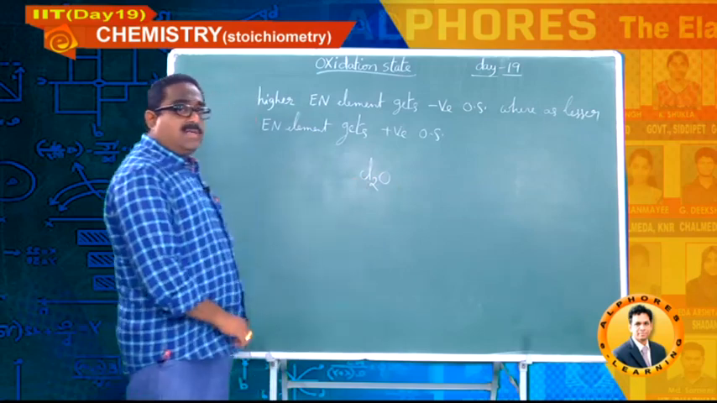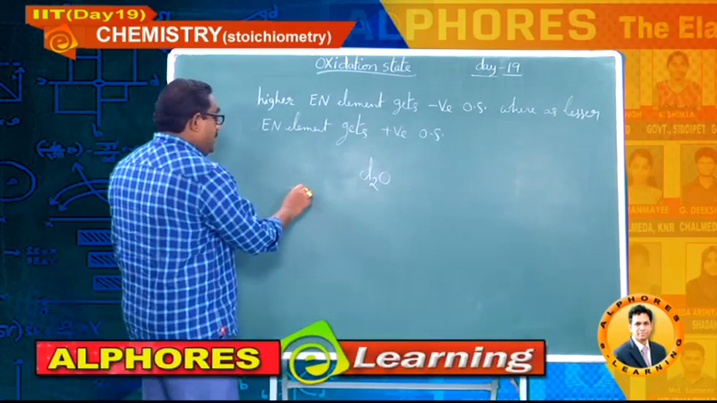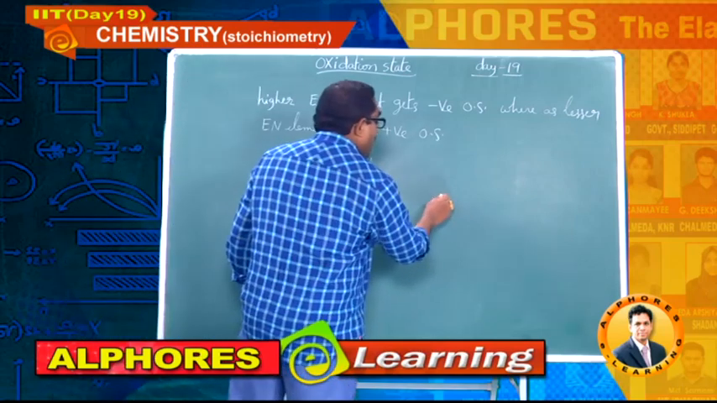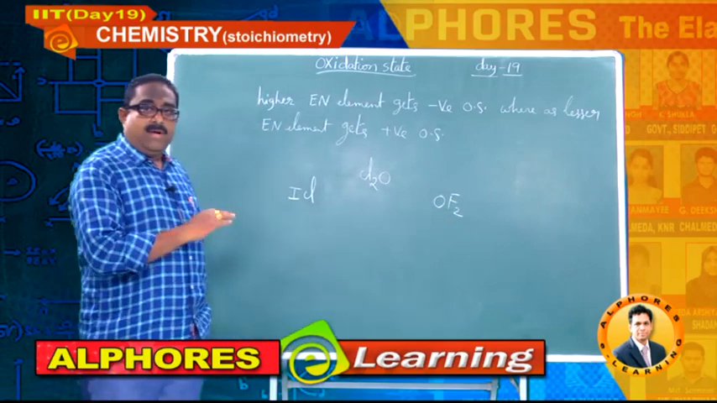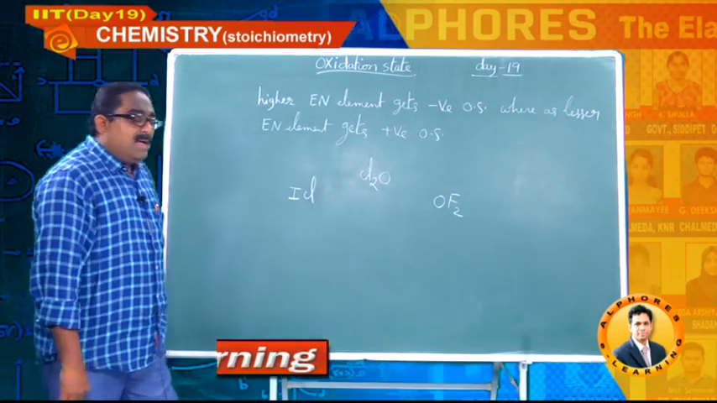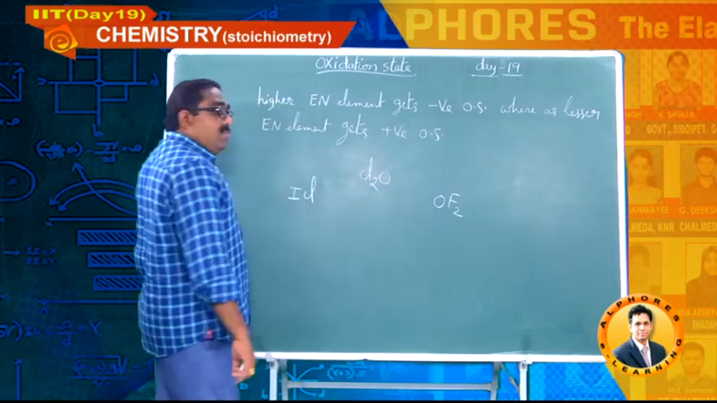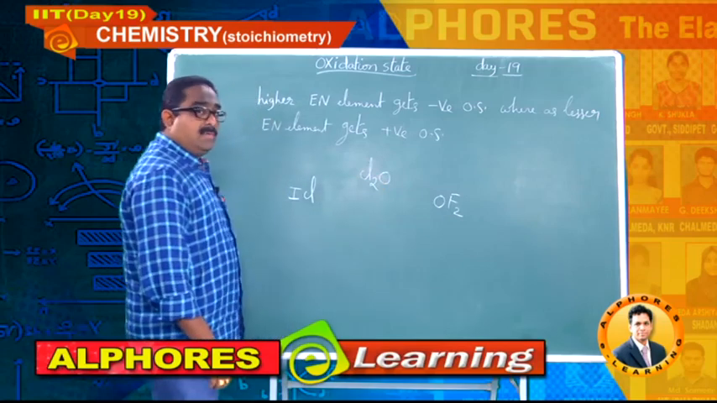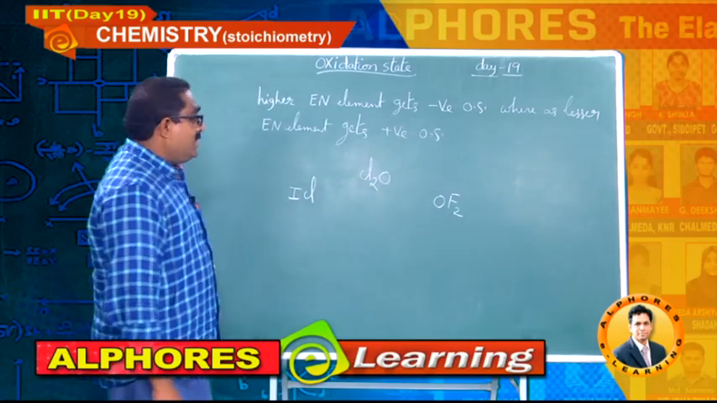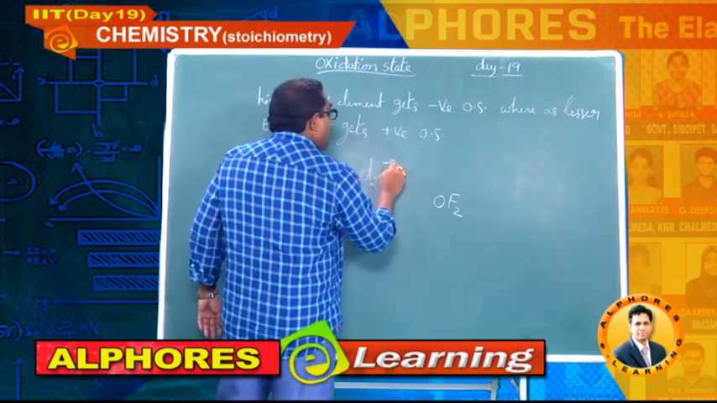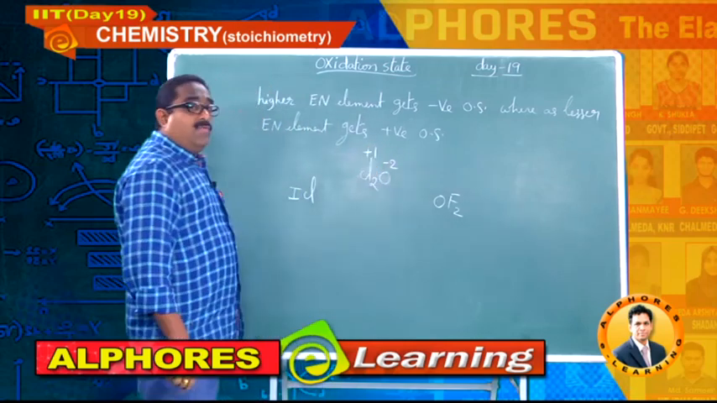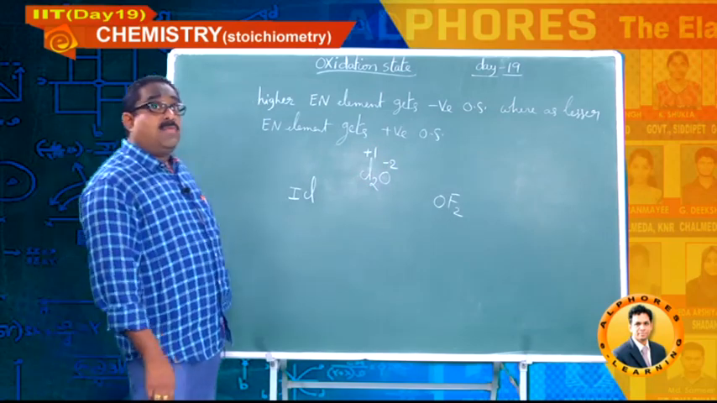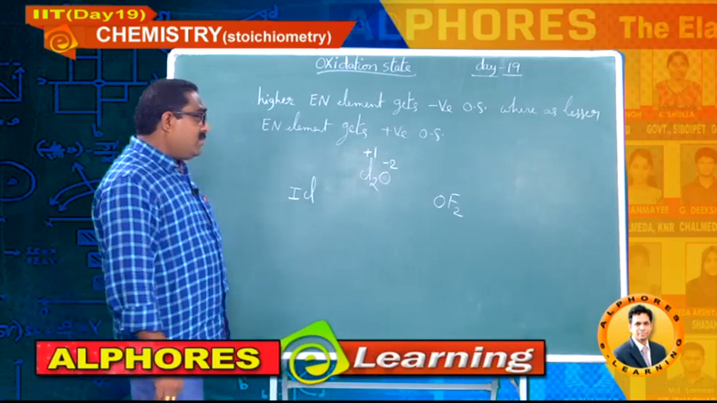This is chlorine monoxide. This is iodine chloride and this is oxygen difluoride. Just now we have discussed. Between these two, oxygen is more electronegative, and you have to fix -2, and for chlorine you have to fix the oxidation state as +1, because oxygen is more electronegative, chlorine is less electronegative.